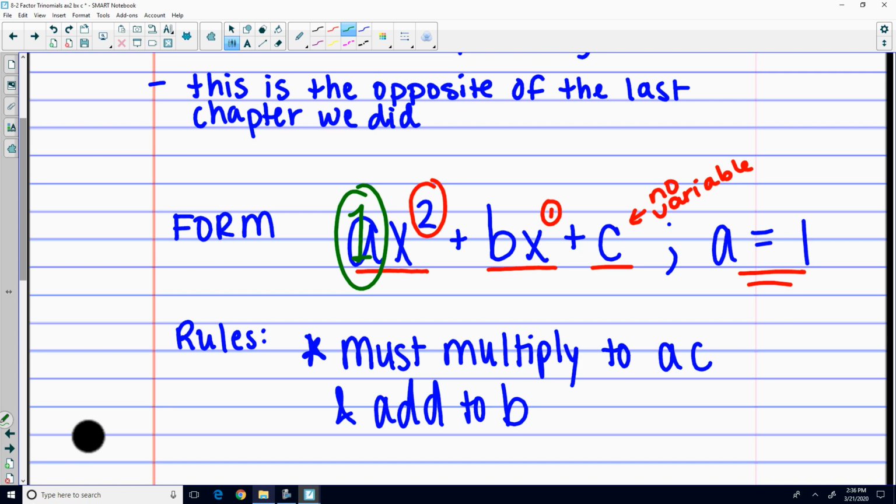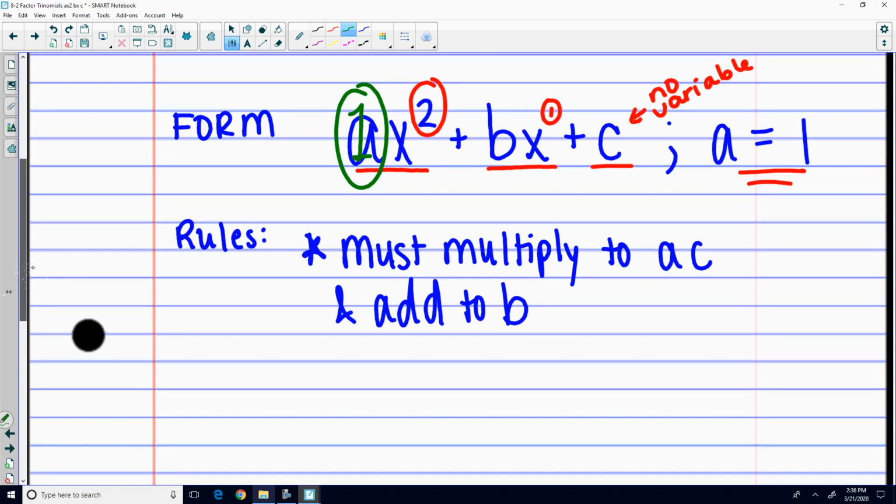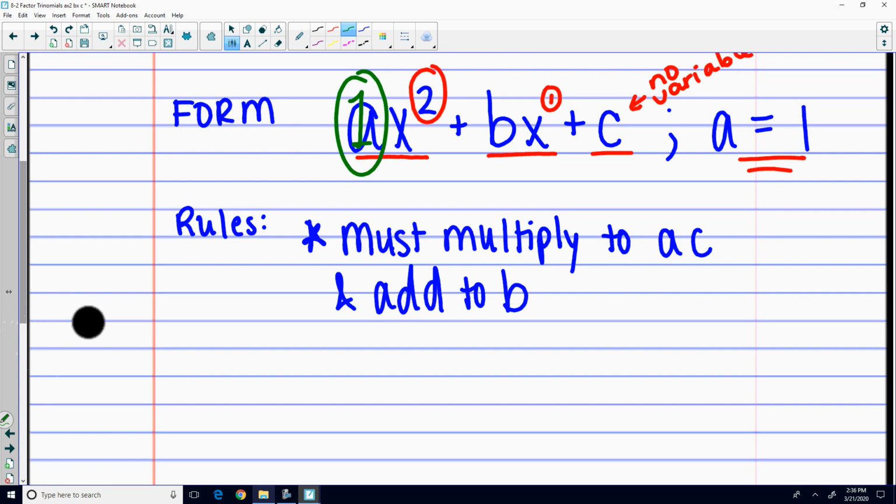Later on in this chapter, we're going to go and make those actual numbers and factor. But it's easier when it's just a 1. The rules, and this might not make any sense right now, and I'll do a whole bunch of problems for you, 6 today, in fact, to make this make sense. The rules are, or I guess it's one rule, it must multiply to AC and add to B.